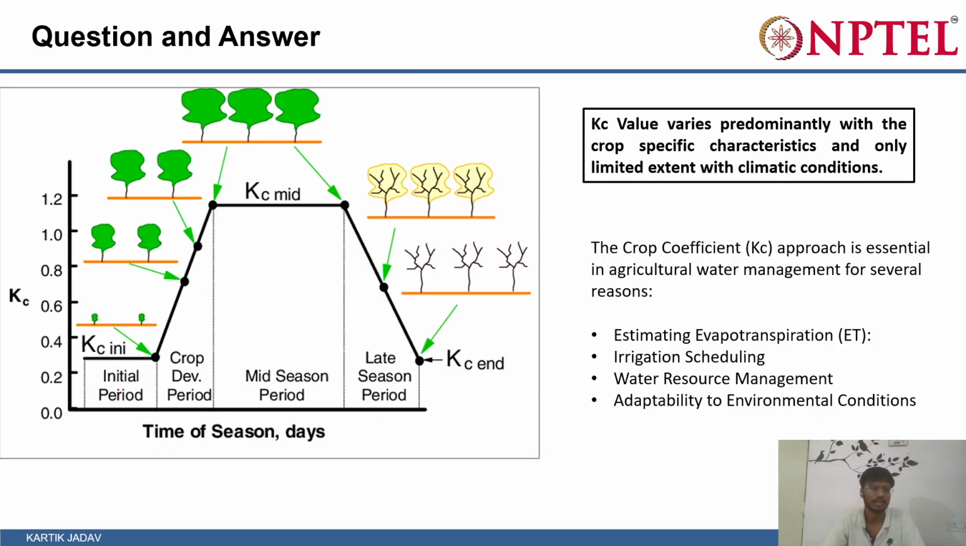And see, this is again very beautifully drawn. First, in the initial period, crops are small, so they require less water, and as it grows up, the water requirement increases. During the mid-season stage it requires more water, and in the late season stage it again comes to the initial condition when we harvest.